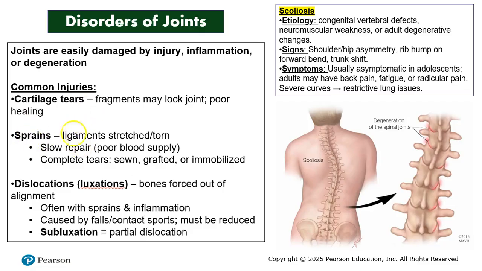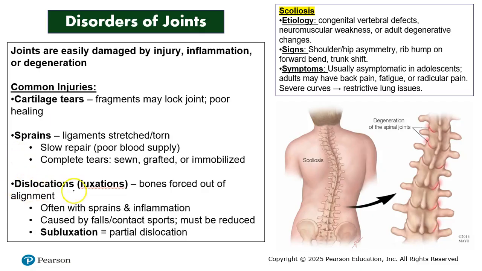Also, you can have sprains, which is just your ligaments being stretched and torn. So if your ligaments, which again are a band of connective tissue that allows bone to connect to bone, are torn or overly stretched, then you definitely can have a lot of slow repair because you have poor blood supply going to that connective tissue as well. And if they completely tear, then they might have to be sewn or grafted, or you just might not be able to use that particular area of your body.